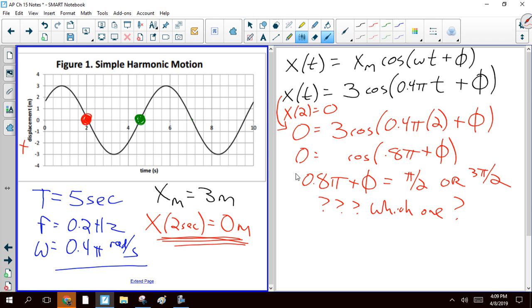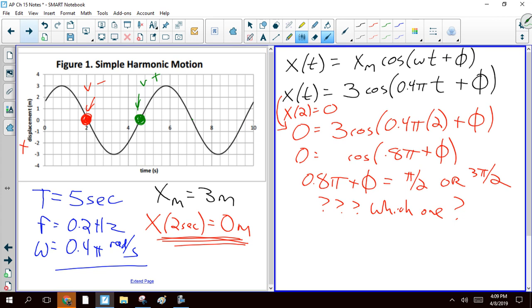So what I notice here is my slope is negative, which means my velocity is negative. Whereas over here, my slope is positive, which means my velocity is positive. And I'm guessing that one of those phase constants would give me a negative velocity, and one of those phase constants would give me a positive velocity. Okay, so let's think about the velocity.